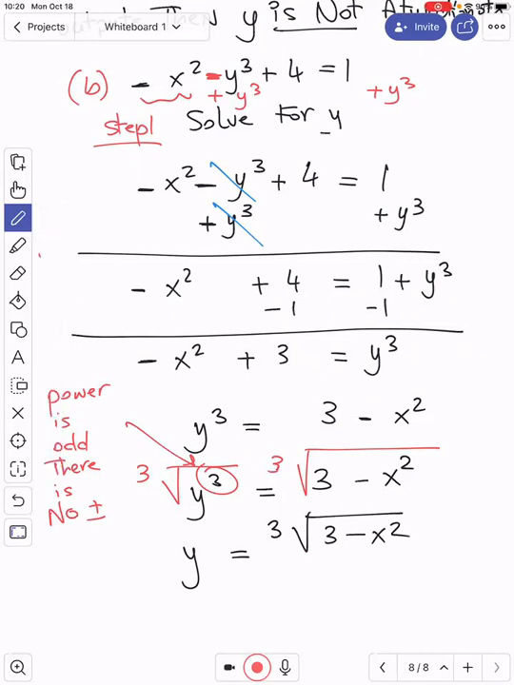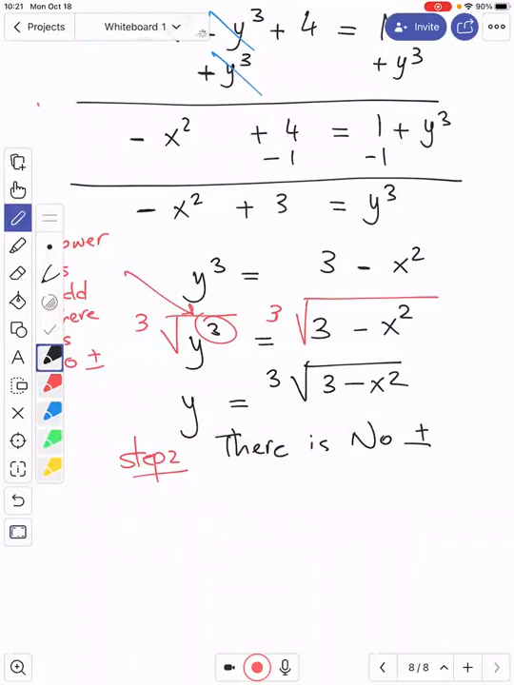Right. Because there's no plus or minus, y is going to be, as step number two, as you can see, there's no plus or minus. So if you take any random value of x, there will be exactly one output y. So y is actually a function of x.